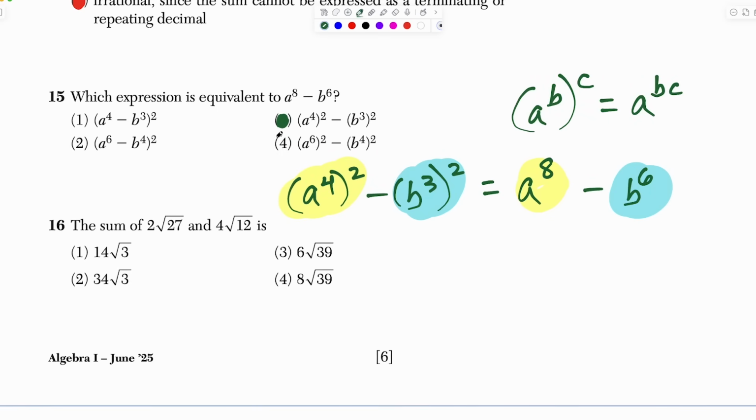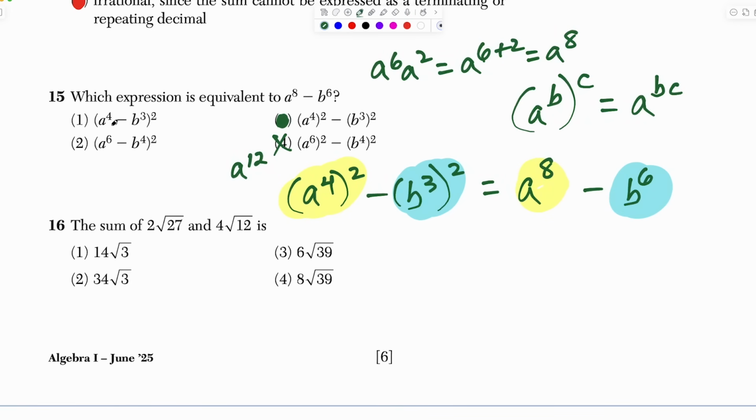Choice 4 is no good because if I do a to the 6 to the second, then I would get a to the 6 times 2, which is 12. The time to add the powers together is if it were a to the 6 times a to the second, then you would do a to the 6 plus 2, which would be equal to a to the 8th. But that's not what's happening here, so 4 is out.